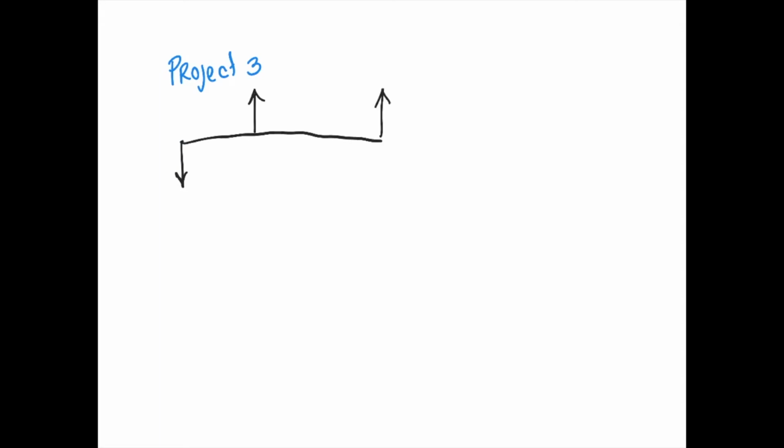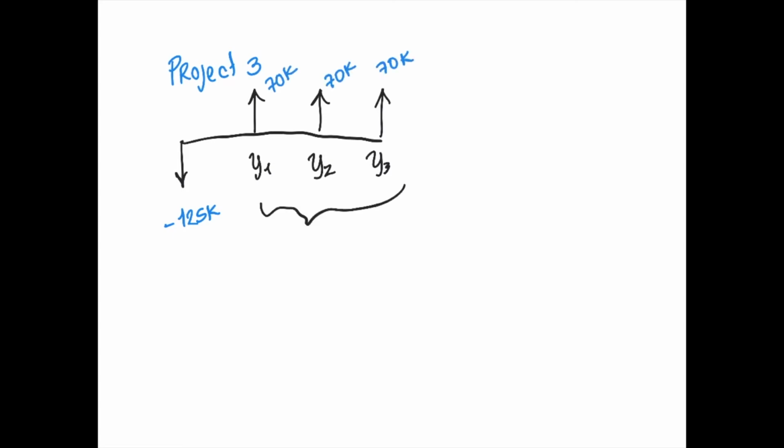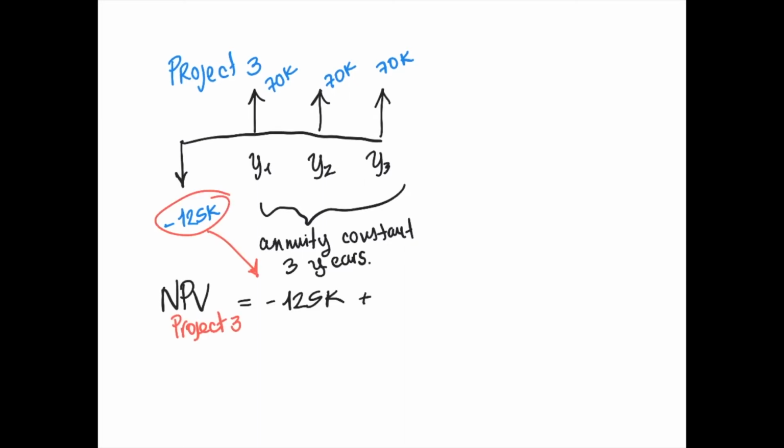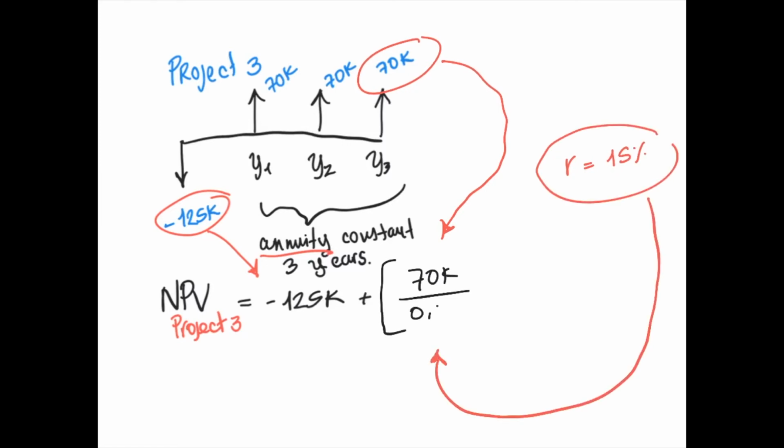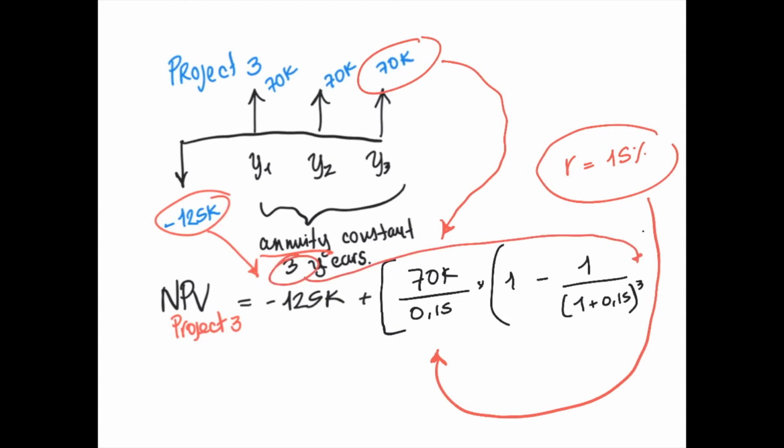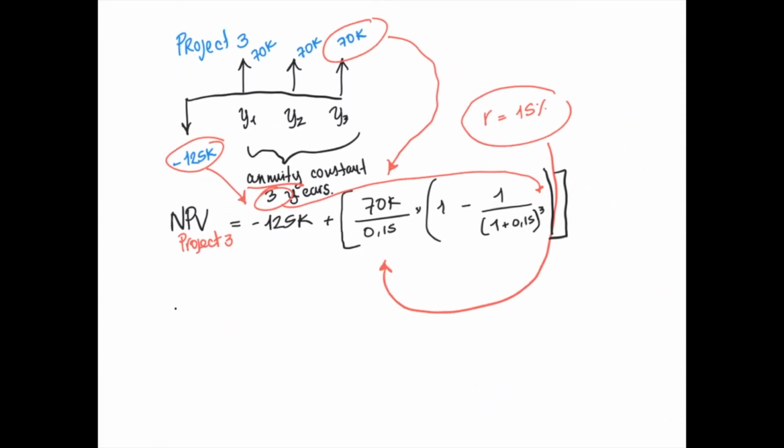Now let's take a look at project 3. Project 3 has an initial investment of $125,000 and it yields $70,000 for the following 3 years. We have again a constant annuity of 3 years. So the net present value of project 3 is equal to the initial investment, minus $125,000, plus the annuity formula with $70,000 as a constant, 15% as the rate, and 3 years as the time of the annuity. The net present value of project 3 is equal to $34,825.76.